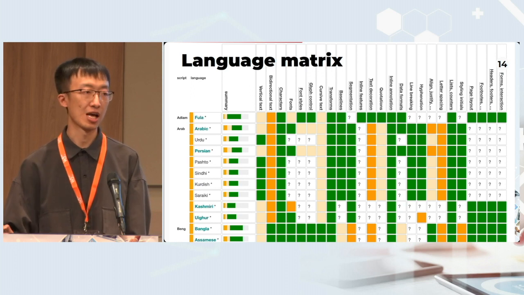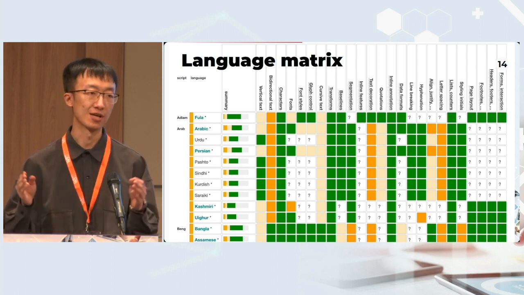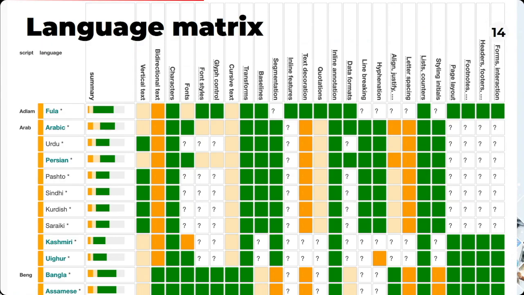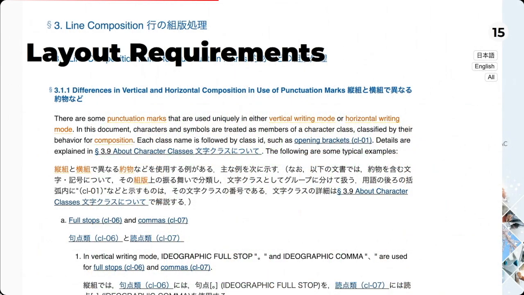So here are some examples of the work we do. We have a language matrix, which is a heat map for people to see where the problems are for users in a specific language. And you can click on any cell to see the detailed gap analysis for that language and that particular feature. We have layout requirements, which document the requirements for a specific language and give input to the related working groups or sometimes some external groups.